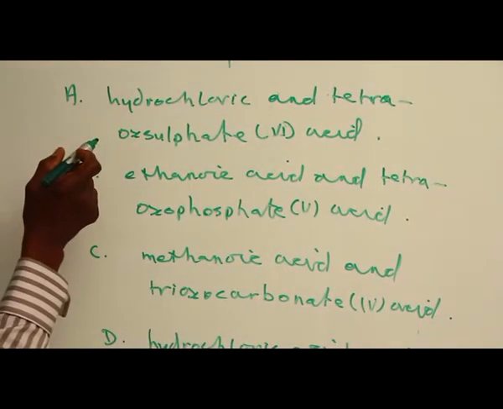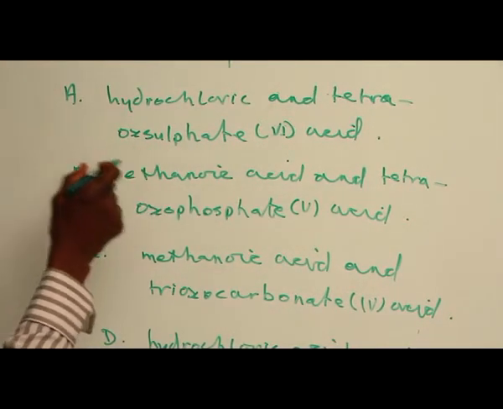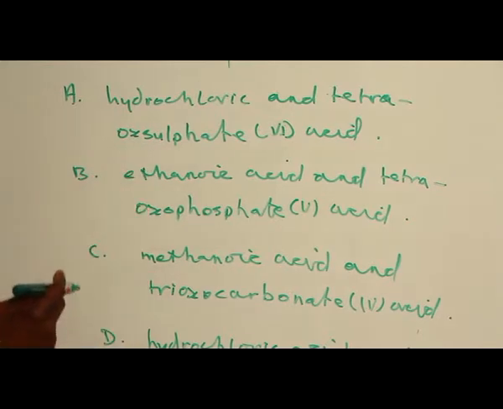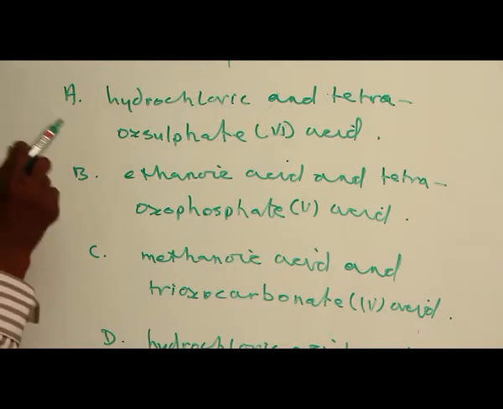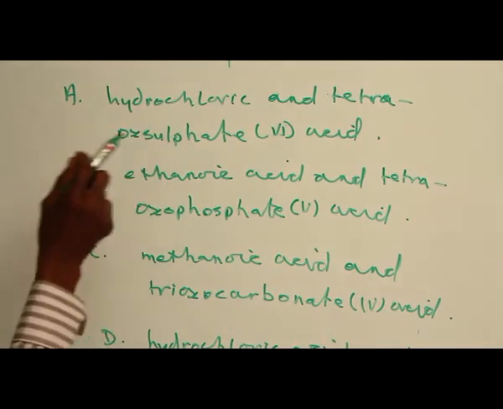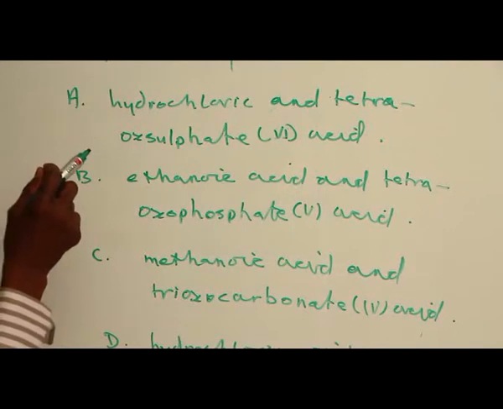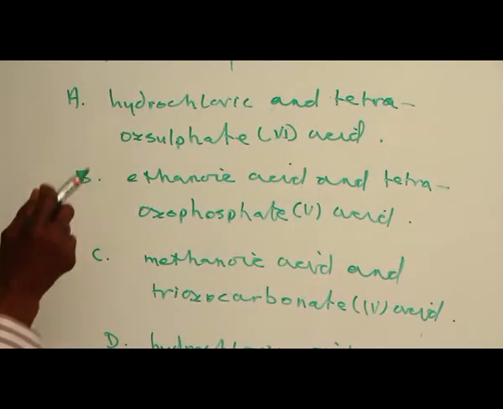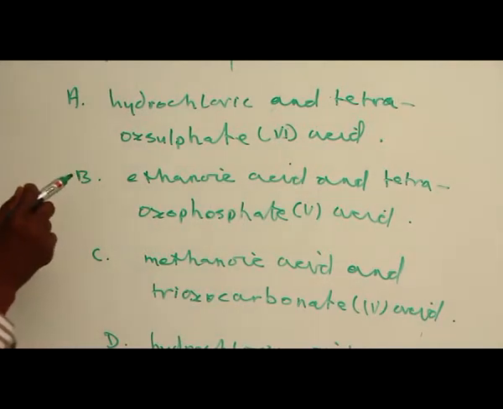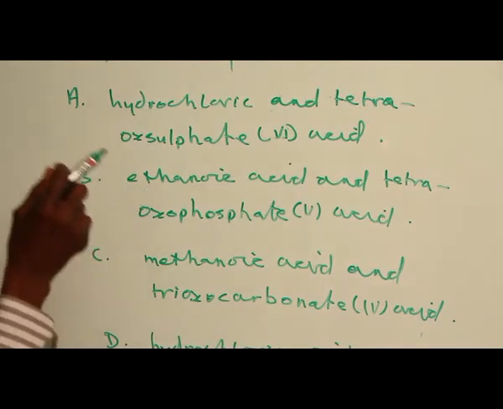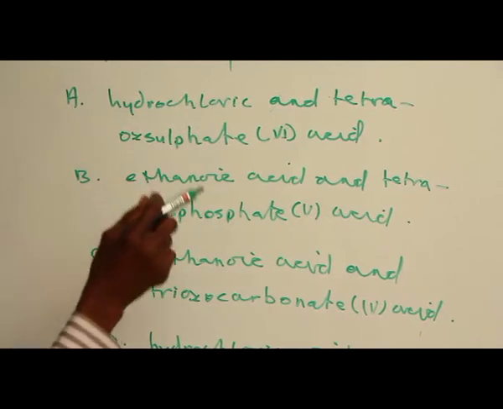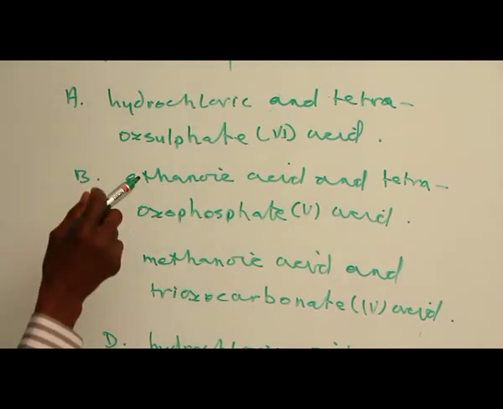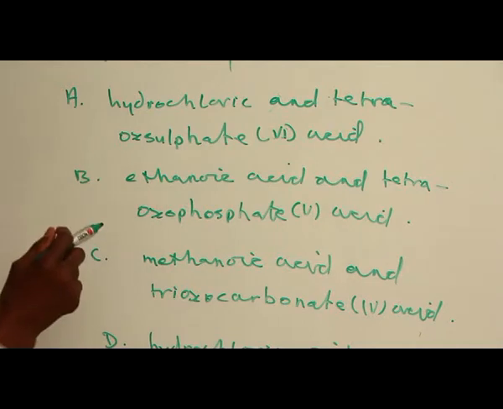A. Hydrochloric acid and tetraoxosulfate 6 acid. No. Hydrochloric acid is monobasic. It has one replaceable hydrogen ion, while tetraoxosulfate 6 acid is dibasic. It has two replaceable hydrogen ions. Let's look at B. Ethanoic acid is monobasic. It has one replaceable hydrogen ion. And tetraoxophosphate 5 acid is tribasic because it has three replaceable hydrogen ions.